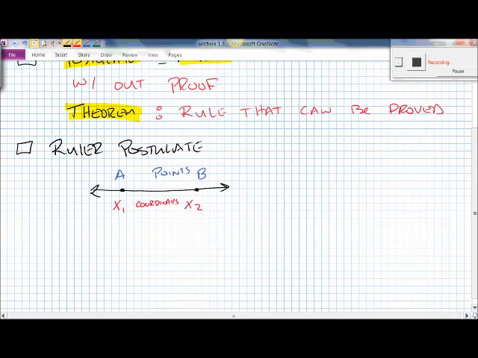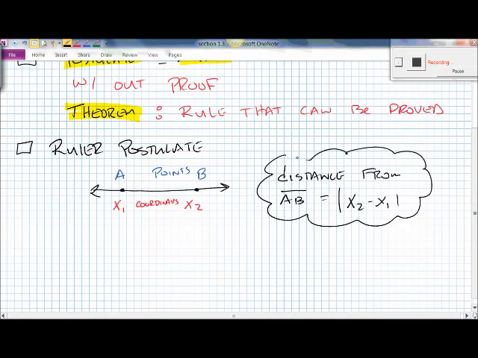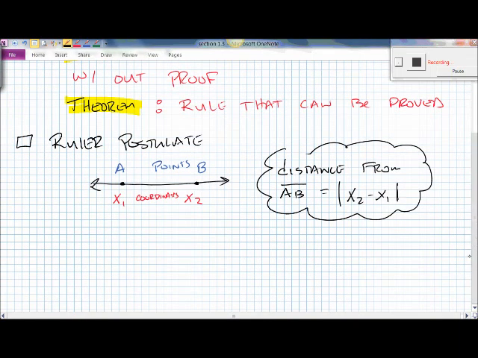Okay? And the distance from A to B, so segment AB, is the absolute value of x sub 2 minus x sub 1. This is important. This is the absolute value, and we call that length AB. This is nothing new. You've been measuring things with rulers ever since someone put a ruler in your hand. That is the ruler postulate. We will use that today in our assignment for tonight.